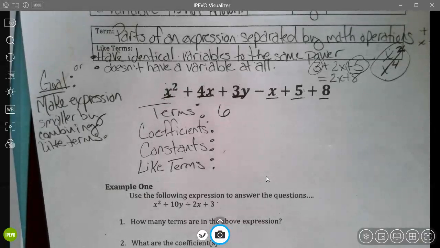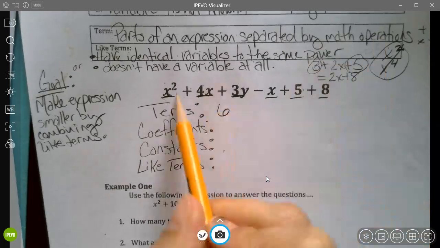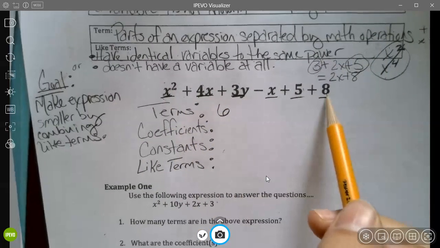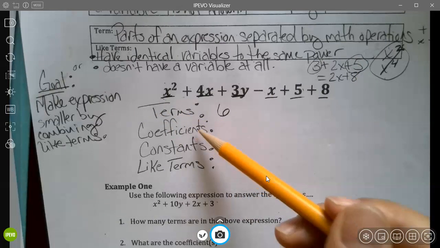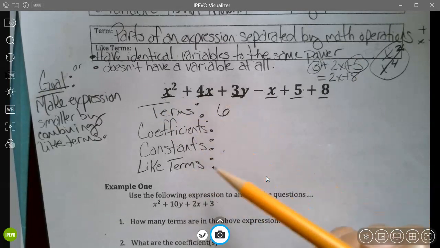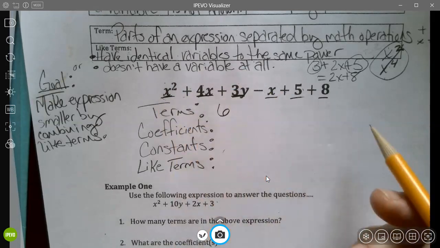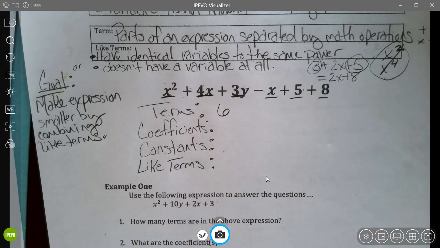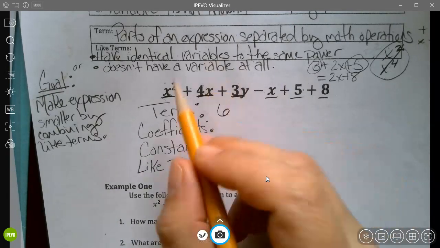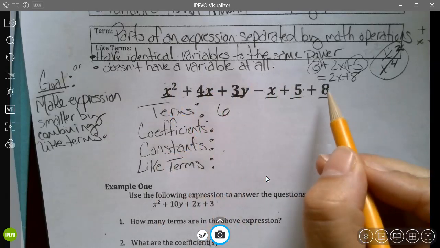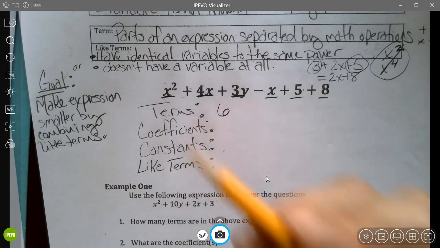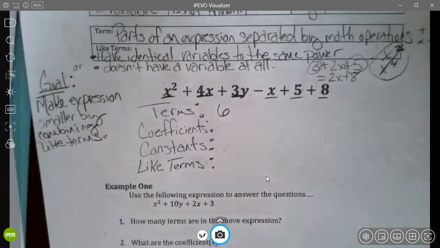If you have not already done this, I want you to do this now. Pause the video, write this expression, write terms, coefficients, constants, and like terms. And then as we do this together, you should be writing it. In fact, what I would really like for you to do is pause the video, try to answer the questions, and then unpause and see if you're correct.